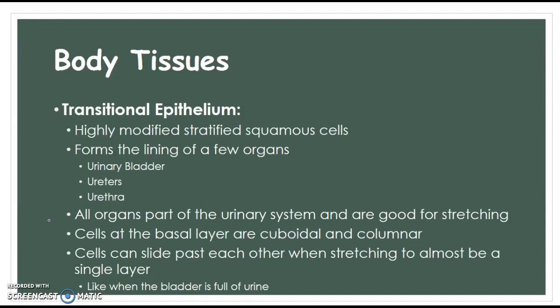And this is really important in the organs that it's found in. It's found in the urinary system. So as you are filtering and creating urine, that urine is filling up the urinary bladder. As the urinary bladder fills, it's going to start expanding. So that's where you find this transitional epithelium. It literally helps the urinary bladder expand, and the cells are sliding past each other to the point that they can be a single layer.